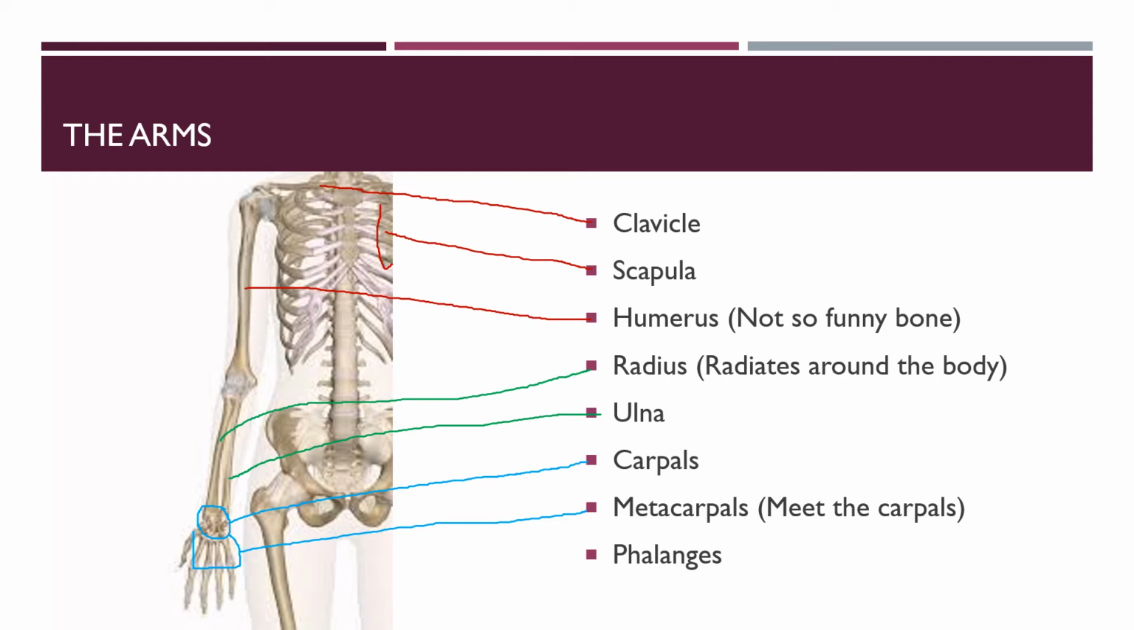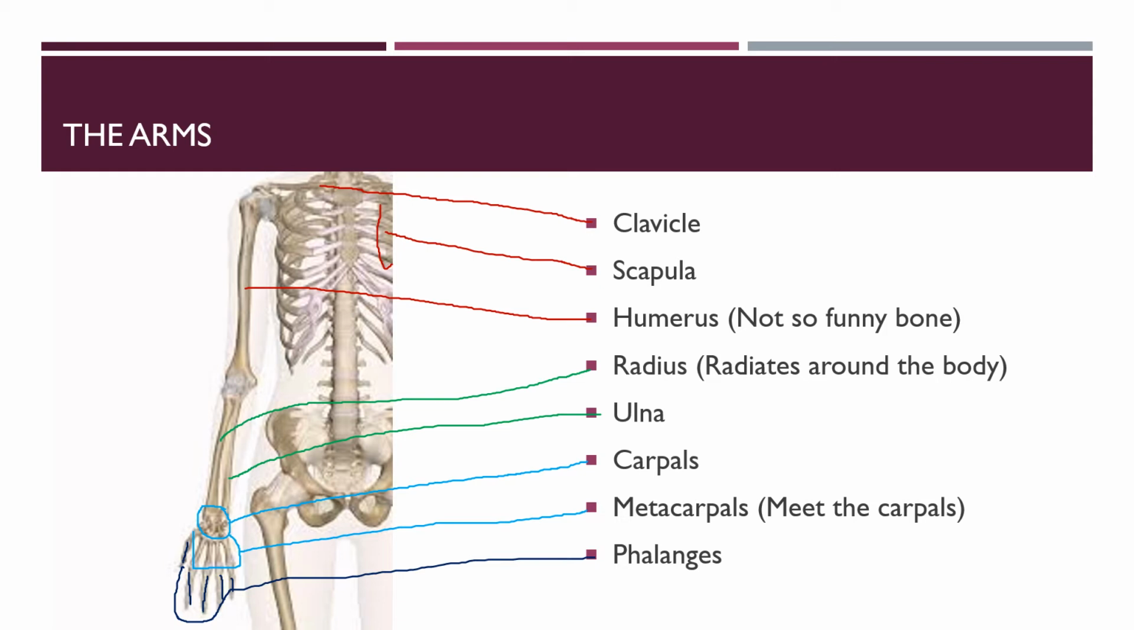And then the last set of bones in the arms are the ones that make up your fingers. And they are these tiny bones that make up each of your fingers. And they are all called the same thing. They are called phalanges. So the finger bones are known as the phalanges.